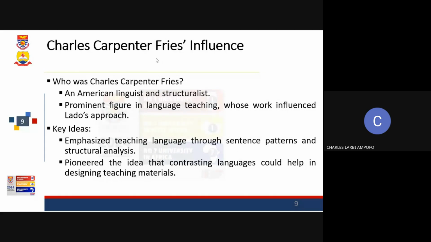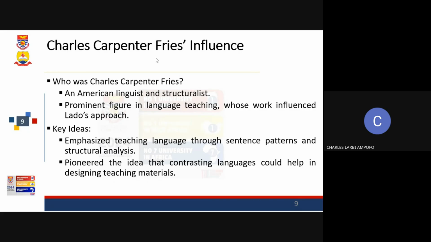So let's look at Carpenter Fries. He was an American linguist and a structuralist. So the structural aspect of contrastive analysis came from him. He was also a prominent figure in language teaching, how to teach language, whose work influenced Lado's approach. So Lado is the main propounder of contrastive analysis, but he drew his ideas and principles from Carpenter Fries's ideas and teaching approach.